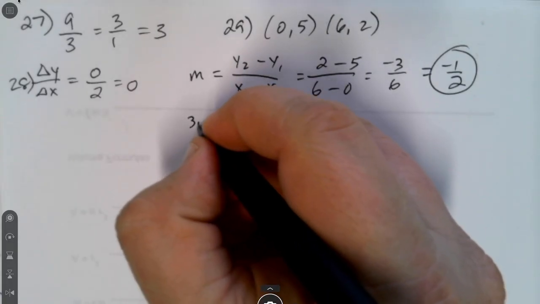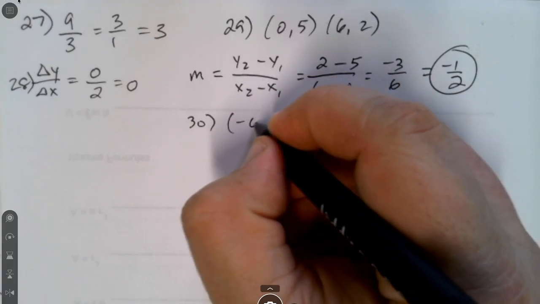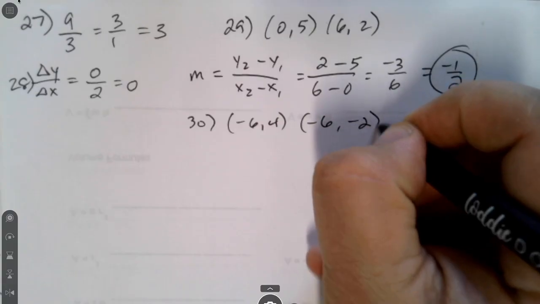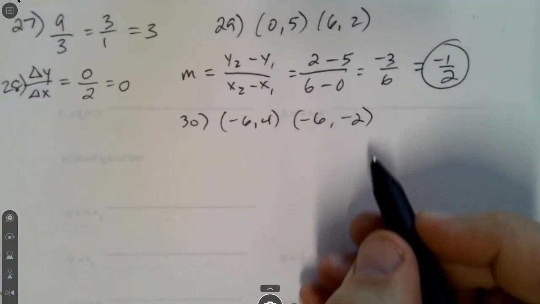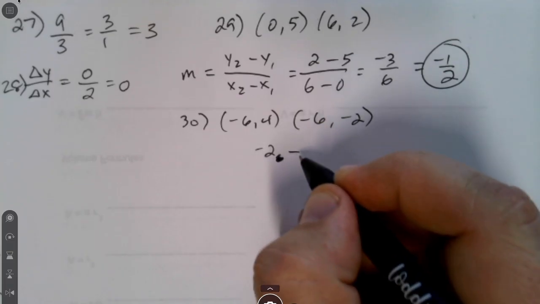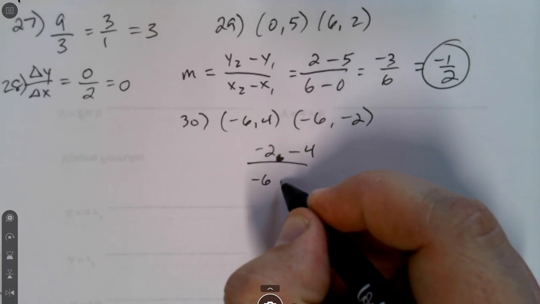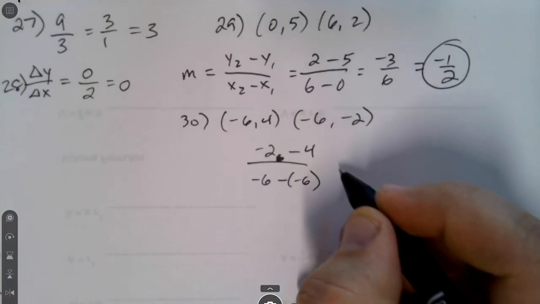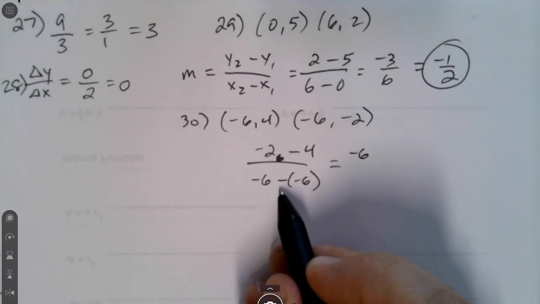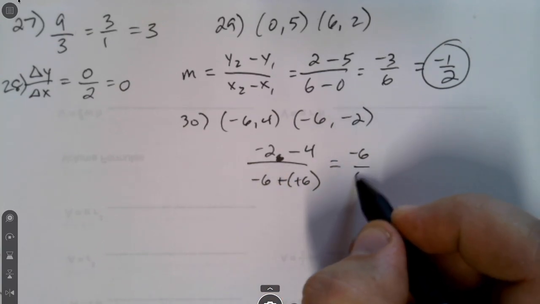And then for number 30, our ordered pairs are (-6, 4) and (-6, -2). So y2 is negative 2, minus y1, which is 4, over x2 minus x1. Negative 2 minus 4 is negative 6. Minus a negative changes to plus a positive. Negative 6 plus 6 is 0.